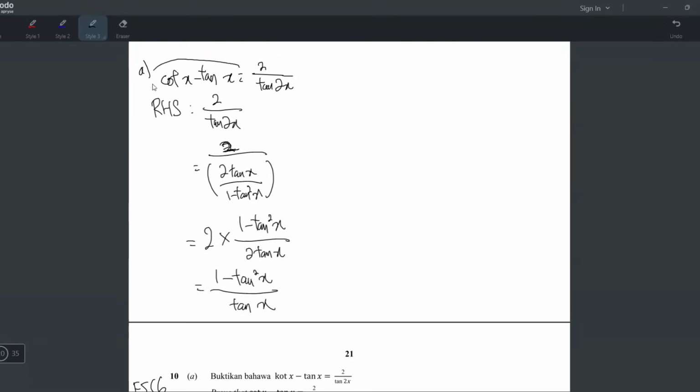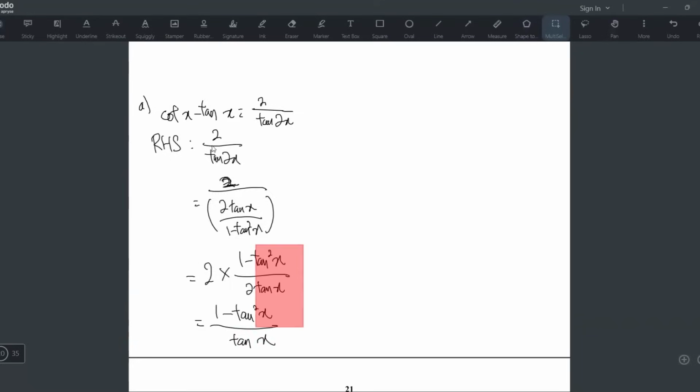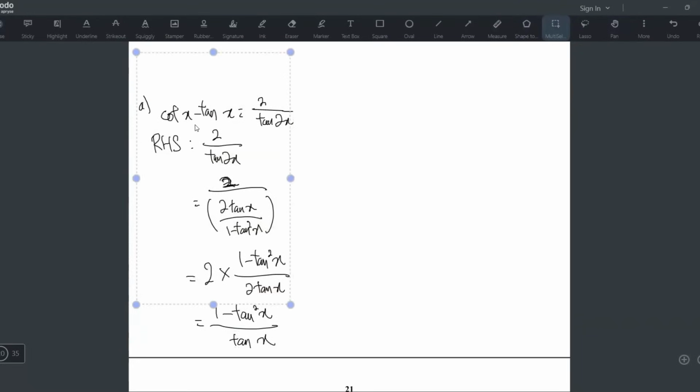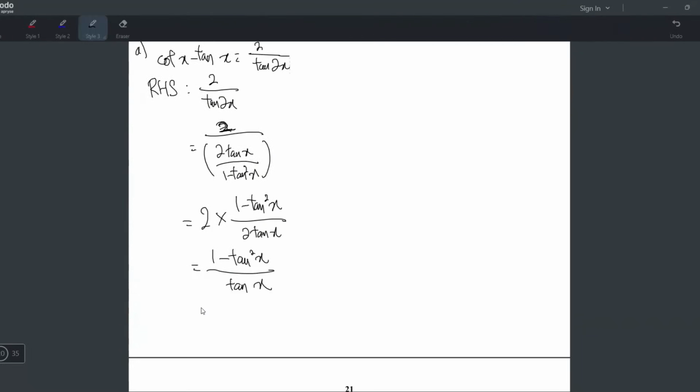But I'm trying to get this, cot x minus tangent x. So how? As you can see now it's a single fraction, but I'm trying to get two separate terms like this. So I will separate it into two terms. How to separate? The denominator is a single term, so you separate it like this. It becomes 1 over tangent x minus tangent square x over tangent x.